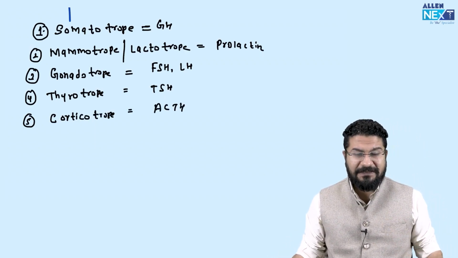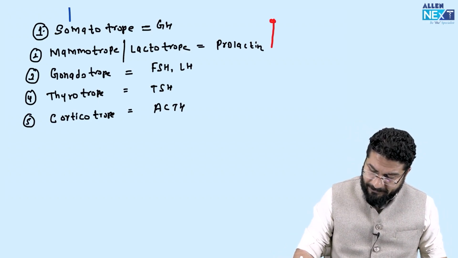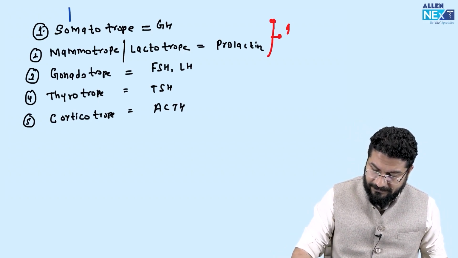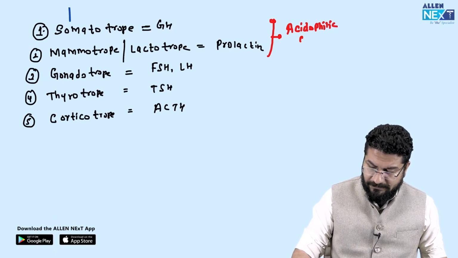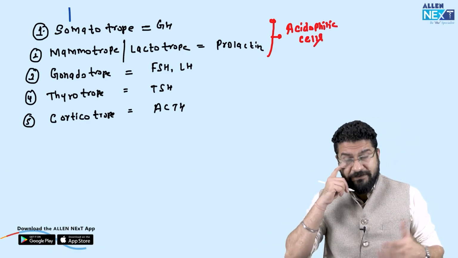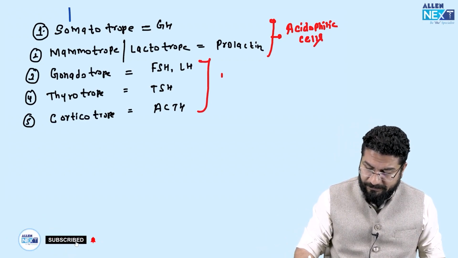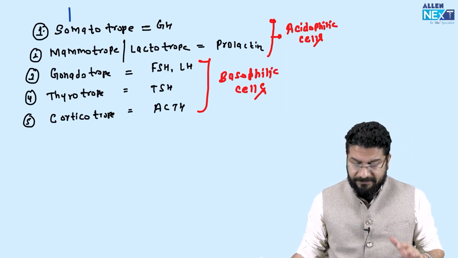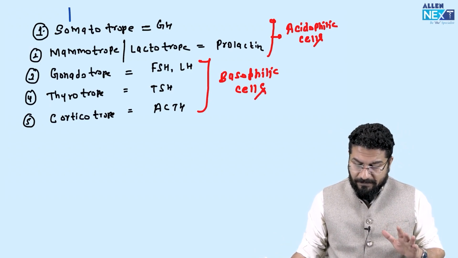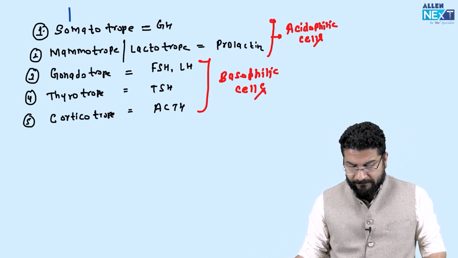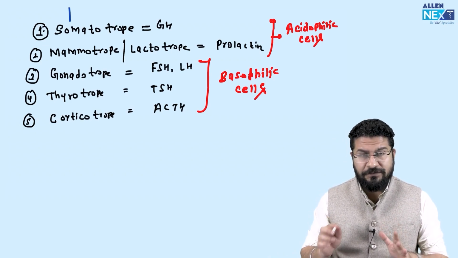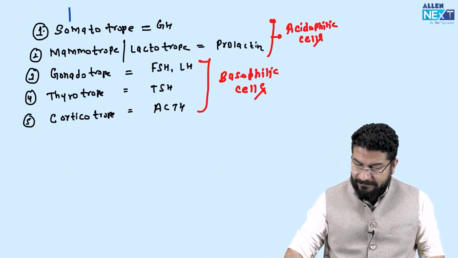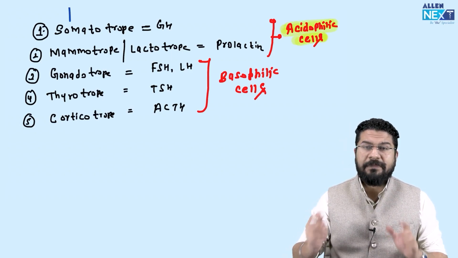Now, what they sometimes ask in exams is this: somatotrope and mammotrope, these two are acidophil cells. Sometimes they ask an indirect question like which are products of acidophilic cells and which are products of basophilic cells. So understand this: gonadotrope, thyrotrope, corticotrope are basophilic cells, and somatotrope and mammotrope are acidophilic cells. The most common tumors generally originate from acidophilic cells.